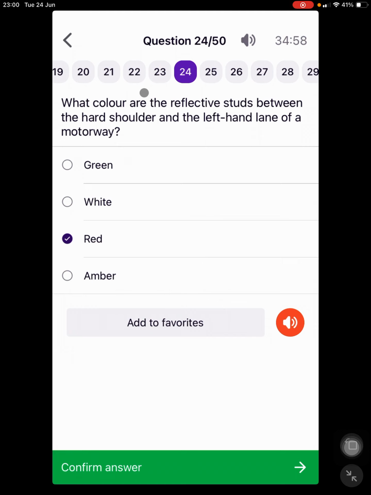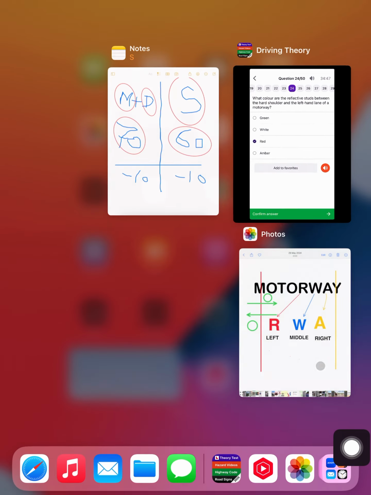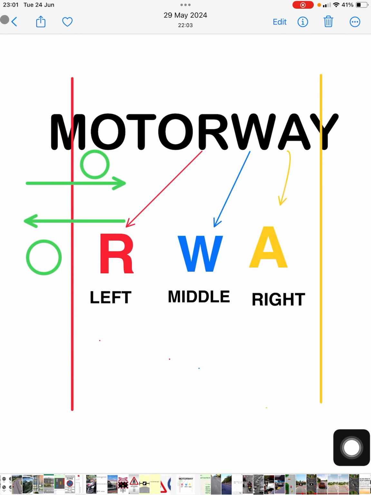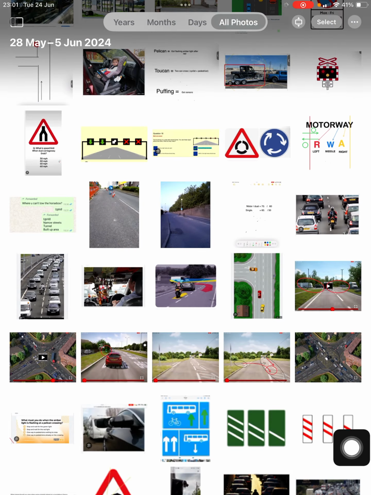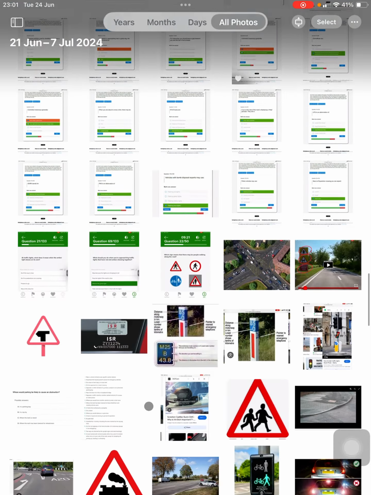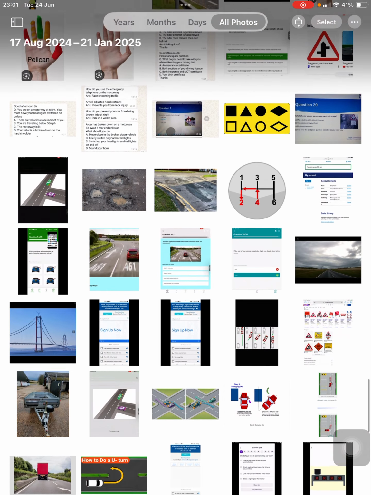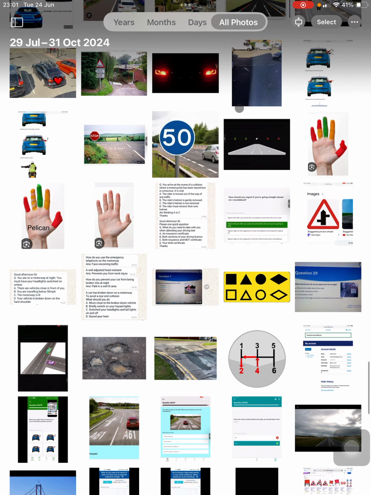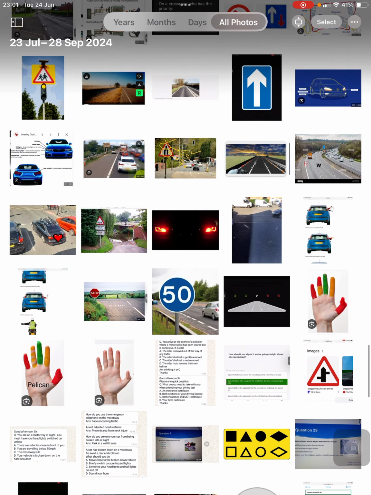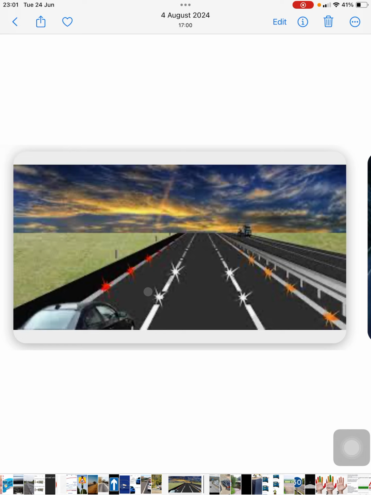Show one stud. I don't have a picture for studs, but wait, let me just show you. You know, when you're driving at night, that's how it looks. I don't think I have the real pictures of it. It's like these. It's on the right.